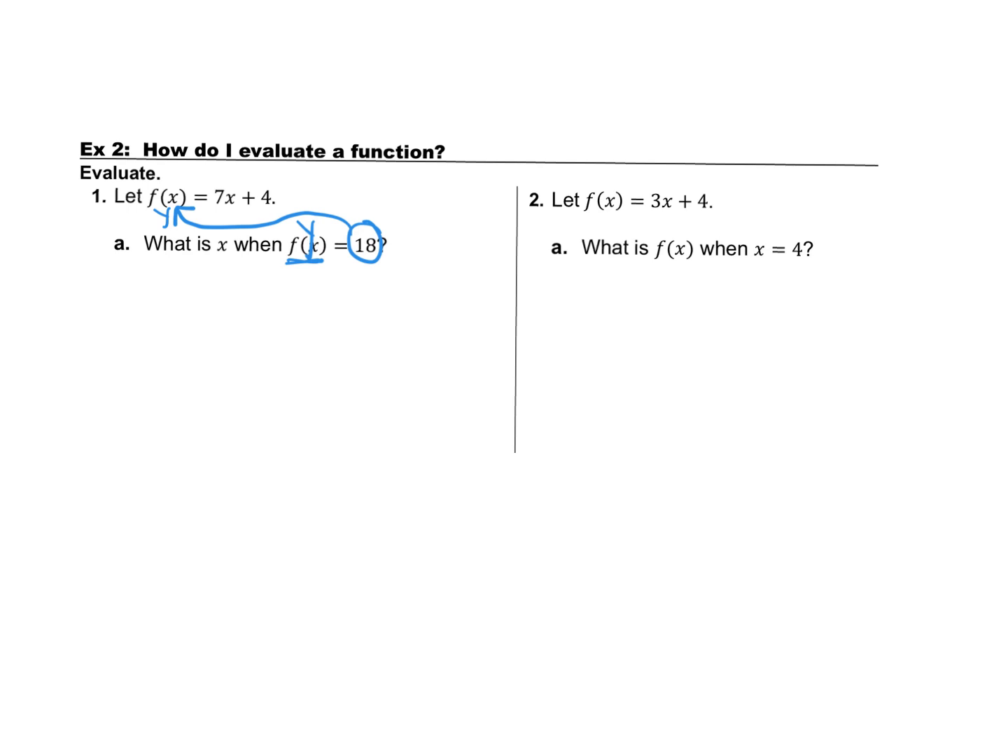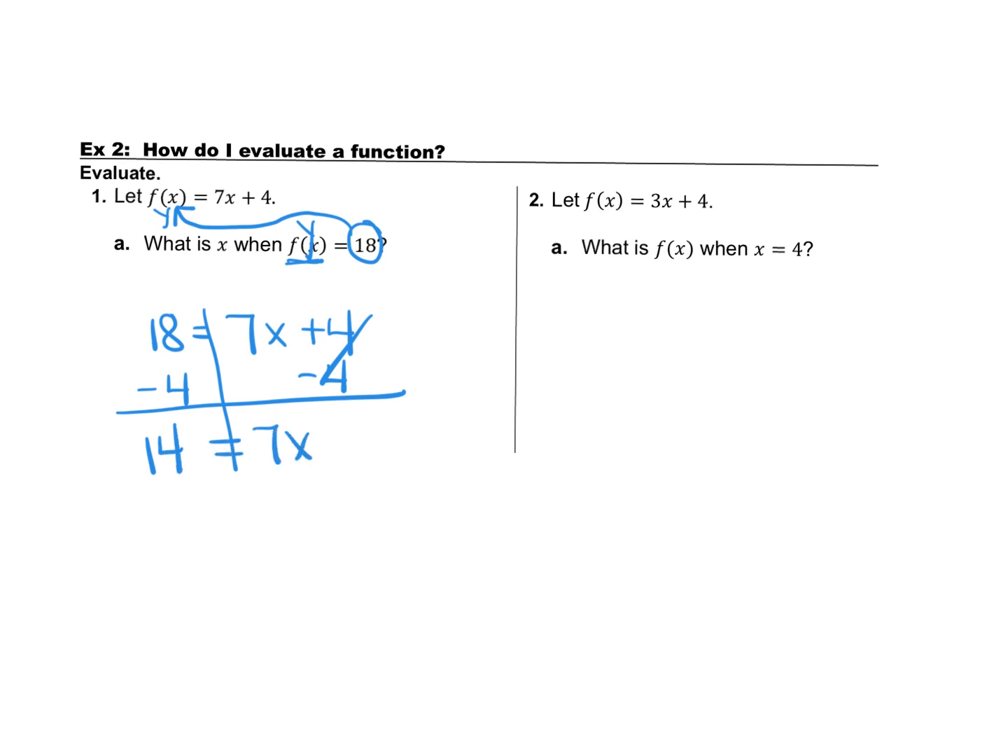So if f of x is equal to 18, we now have 7x plus 4. Because it gave us the f of x, we just plugged that in for the f of x, and then we wrote the rest of the equation. And now we're just going to solve it. To solve it, we're going to isolate the variable by subtracting the 4. And now we're going to divide by 7. And we should have x equal to 2.